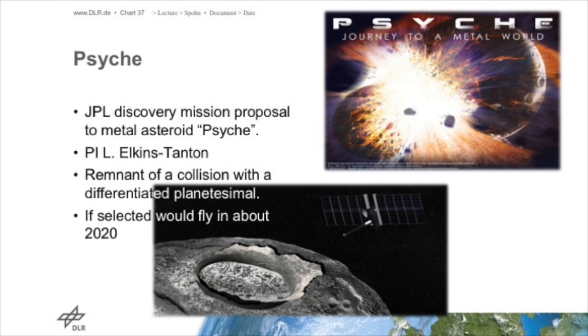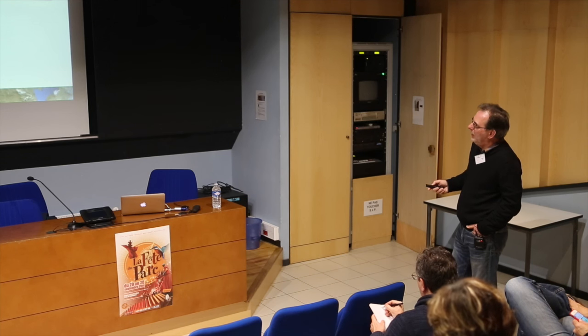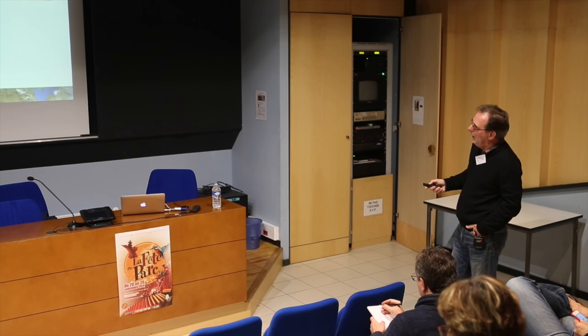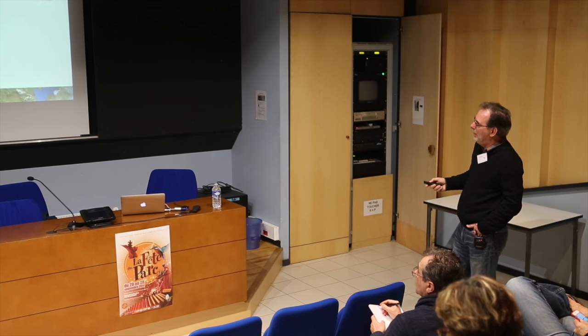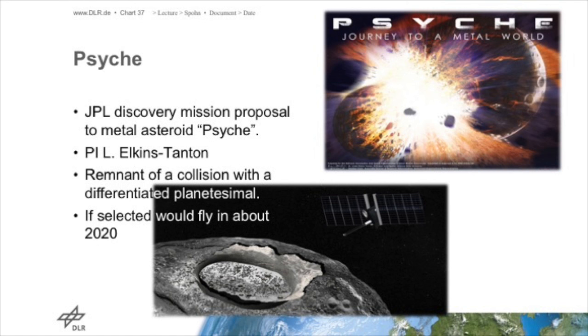Now, there is a mission proposal in consideration for the next NASA Discovery mission. It's called Psyche. The PI is Linda Elkins-Tanton. It proposes to go to a remnant of a collision with a differentiated planetesimal. So it's an iron asteroid, basically, and it would fly by in about 2020. And this is what people think a crater might look like on it. So it's like an iron melt that is extruded and forms this crater thing here. So it might be very interesting.